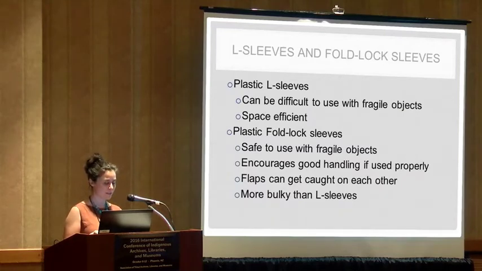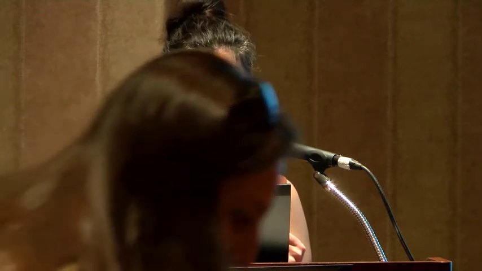Now, plastic fold lock sleeves are safe to use with fragile objects because the sleeve is entirely open as you place the object face down into the sleeve and then close the back and lock it in place. However, because they have the flaps on them, they can sometimes be a little bit bulky with the added flaps, and the flaps can occasionally get caught on each other as well.